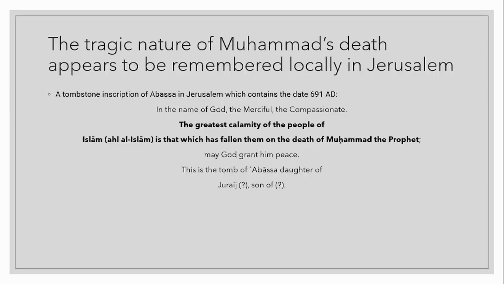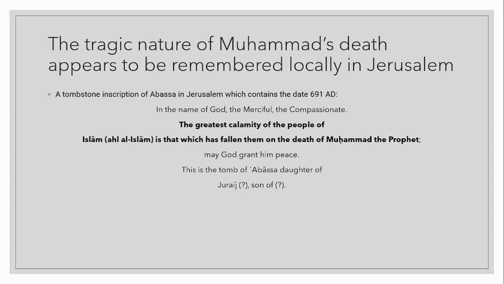Now, another viewer reminded me of this very relevant tombstone inscription, which is found in Jerusalem. The inscription of Abasa in Jerusalem, which contains the date 691 AD, which of course is around the time that the Dome of the Rock was being built. And it relates to the tragic nature of Muhammad's death, and it appears to be remembered locally in Jerusalem. At least that's my interpretation of it.